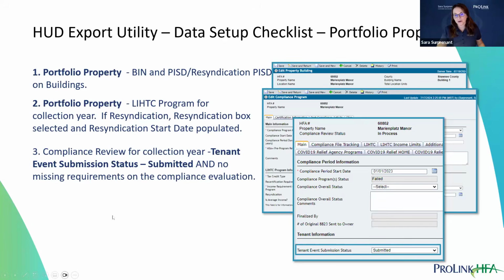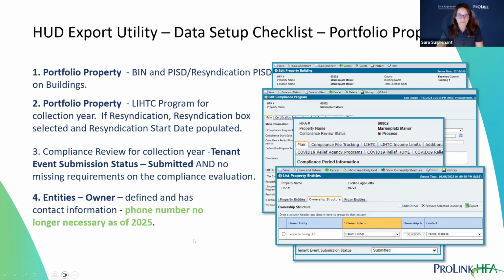And you want to make sure that all your compliance evaluations for the collection year do not have missing requirements. And so right now at this time of year, I think 2025 will be our collection year. So hopefully, and I know this is a dream, but it's not always the reality, you've already finished all your compliance evaluation and finalized everything for the year. So obviously all your tenant event submission status would be submitted. I know that's not the case. So that's why we just say, be aware. If they're not submitted, it's going to be mad at you about that.